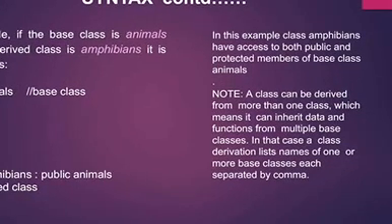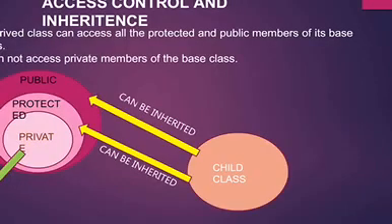In this syntax, a class can be derived from more than one class, which means it can inherit data and functions from multiple base classes. In that case, a class derived lists the names of one or more base classes separated by commas, as shown in the syntax.